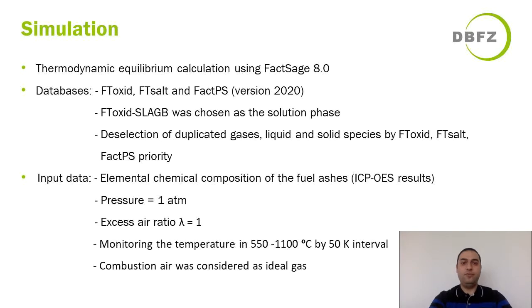In the simulation, we employed FactSage 8.0 with some settings such as selecting FTOxid, FTsalt, and FactPS of the version 2020. Then we selected the solution phases, and we deselected the duplicate gaseous, liquid, and solid species by a priority of FTOxid, FTsalt, and FactPS for our simulation. The input data for the simulation were the elemental composition of our fuels, coming from ICP-OES analysis, and the pressure was set to 1 atmosphere, as well as the excess air ratio was set to 1.